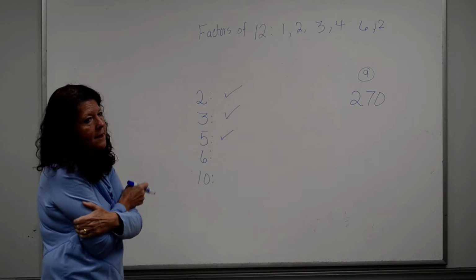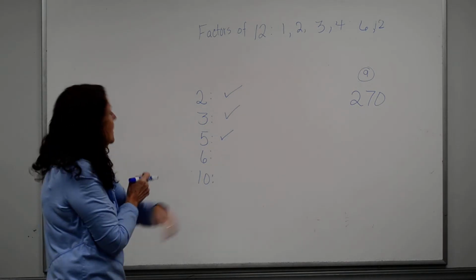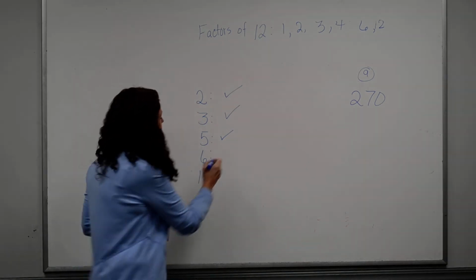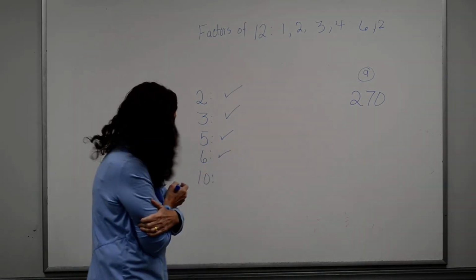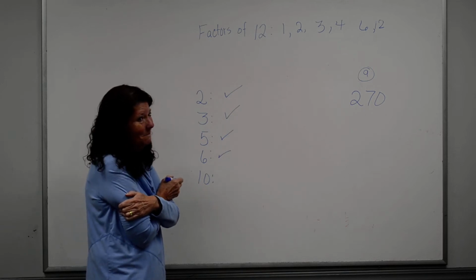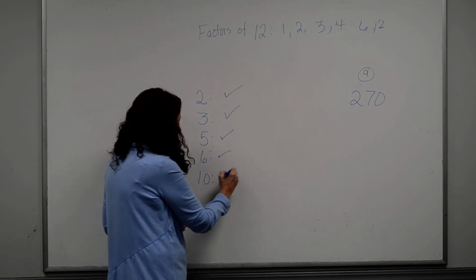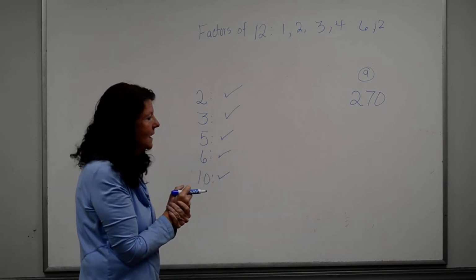Is it divisible by 6? How do I know? Because it's divisible by 2 and 3, I know it's divisible by 6. Can I divide 10 into it? How do I know? It ends in a 0. If a number ends in a 0, then I know that 10 can go into it.